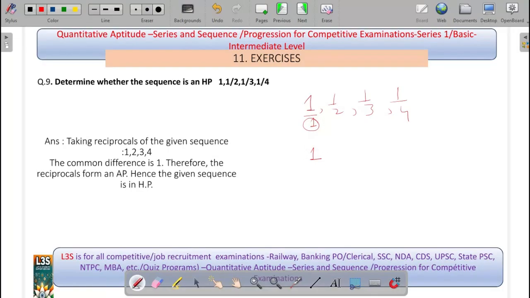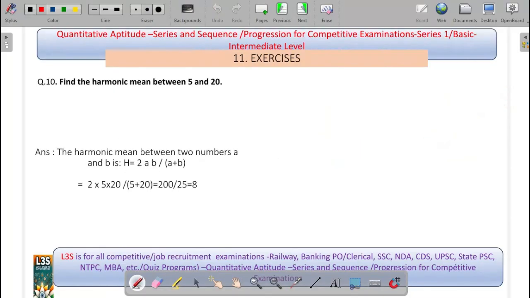1 by 1, it is 1. 1 by 2's reciprocal is 2. 1 by 3's reciprocal is 3. And 1 by 4's reciprocal is 4. Now 1, 2, 3, 4, this is in arithmetical progression. So this series 1, 1 by 2, 1 by 3 is in harmonic progression, as its reciprocal is in arithmetical progression.